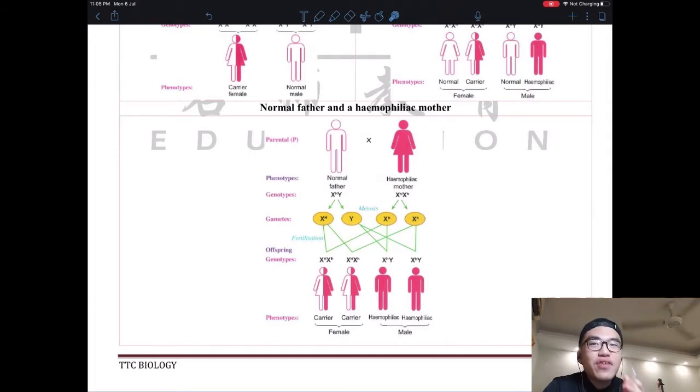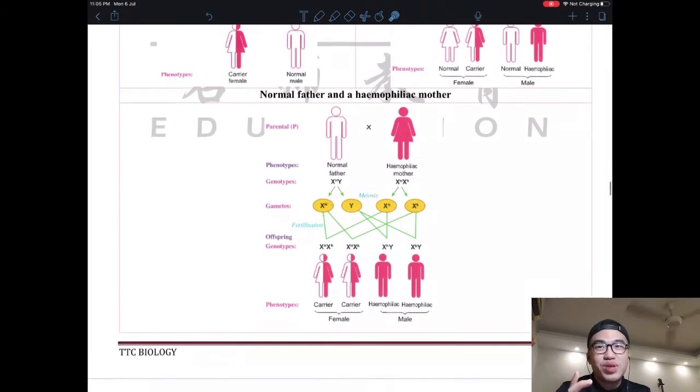Okay, so if they were to have a daughter, the daughter will for sure be a carrier. Okay, she won't be a hemophiliac. She will for sure be a carrier. And then if they were to give birth to a male, let's say the son comes out, 100% the son will be hemophiliac. Okay, so this is what makes the problem complicated, because sex-linked disease is usually quite complicated.